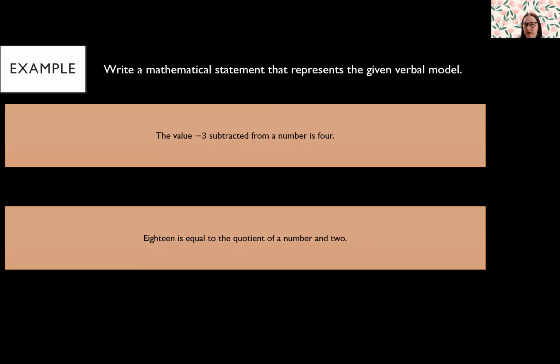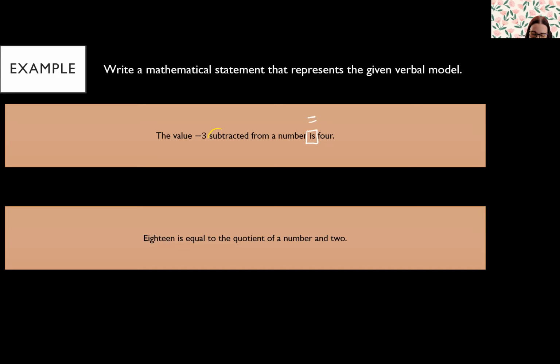Okay, so here are some more. We've got the value -3 subtracted from a number is 4. So is, that's going to be our equal sign, so I'll just put that there. And when you see the value, that is just extra words. It's just saying, okay, the number that follows. It's meaningless. You don't even really need that. It's just kind of extra fluff.